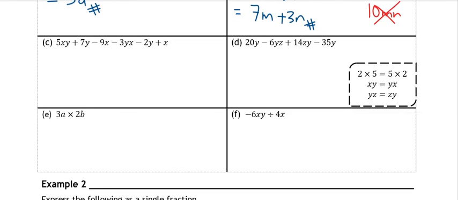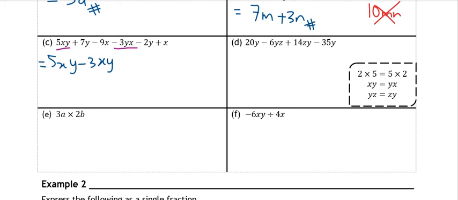Okay, now for the next one. Here you have 5xy plus 7y minus 9x minus 3yx minus 2y plus x. It's quite long, but you can simplify it by looking at the terms. So the terms here, 5xy is actually similar to this one, negative 3yx. Remember that xy equals yx, okay? So they are the same term. Let's just write this down first: 5xy minus 3xy, because they are the same.